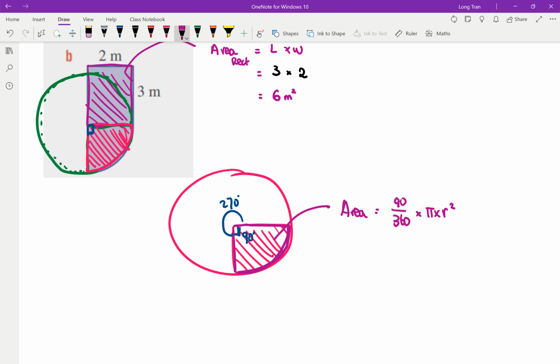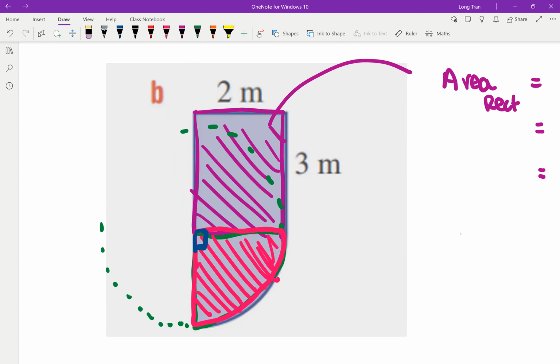So the question is, what is my radius? And remember, the radius is from the center of the circle to the edge. Doesn't matter which edge, but as long as you get to the edge of the circle, that is your radius. And conveniently, this length here, we do know. It's 2. How do I know? Have a look at the diagram again. I'm just going to rub this out so there's less confusion.